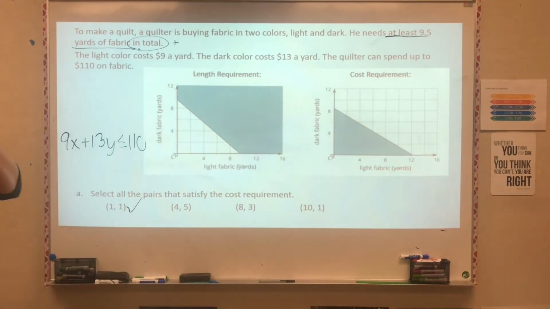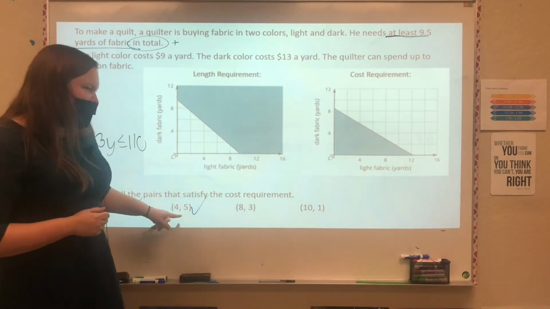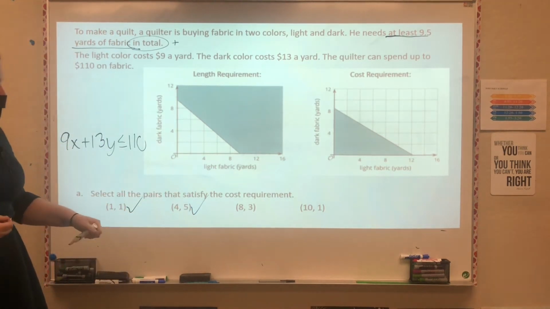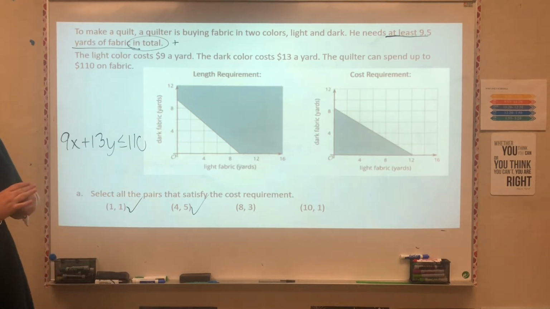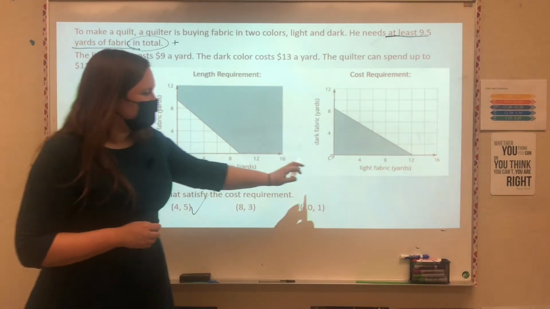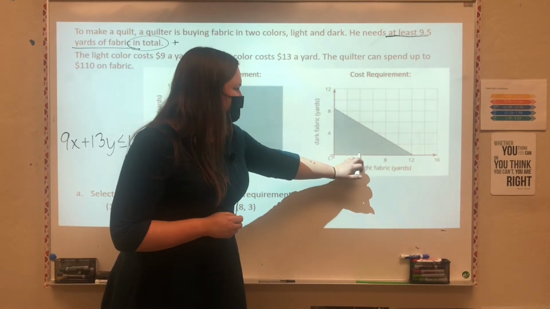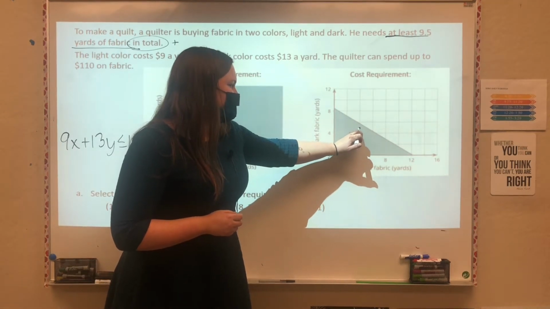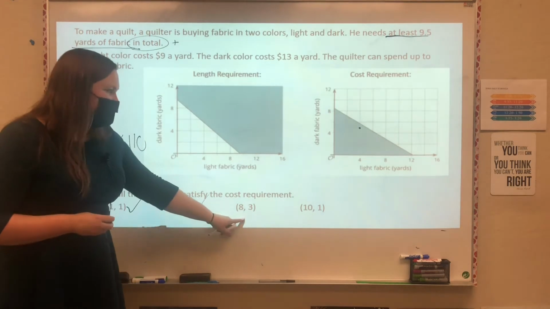What about 4, 5? It does. If I asked you to justify one of these, tell me how you would justify that point satisfies the cost requirement. Because on the graph, you can go over 2, 4, then you can go up to 5, and it will still be in the shaded area. I agree. What about 8, 3?